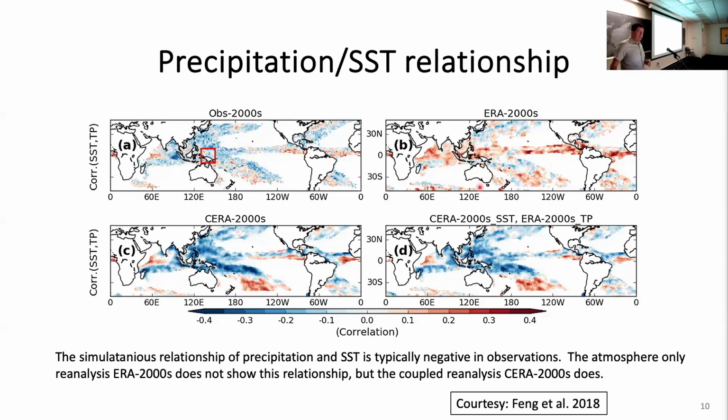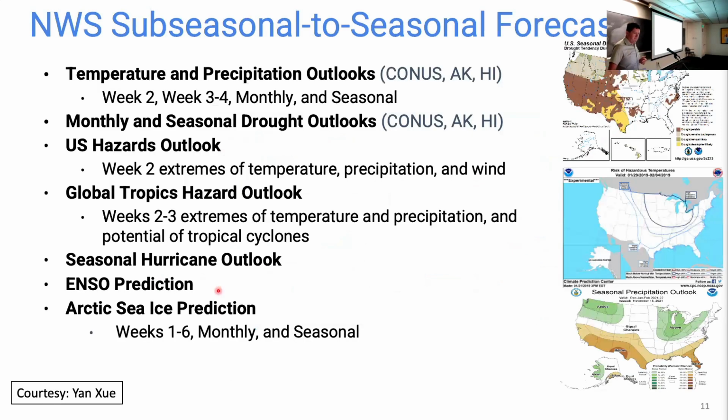On the top right is their reanalysis, which is atmosphere only, and you don't have this relationship. It's actually the wrong sign. The bottom left is when they went to a coupled reanalysis, where the atmosphere and the ocean both interact. Maybe it's too strong in this relationship, but at least it has the right sign. So the point is I just want to show that this relationship matters at many different timescales.